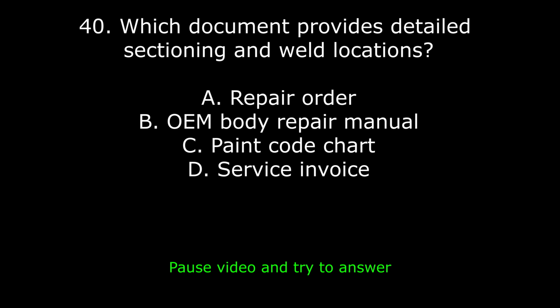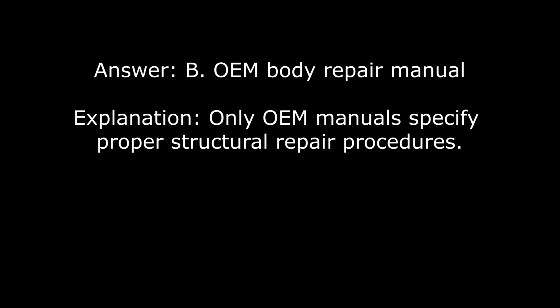40. Which document provides detailed sectioning and weld locations? A. Repair order. B. OEM body repair manual. C. Paint code chart. D. Service invoice. Answer: B. OEM body repair manual. Explanation: only OEM manuals specify proper structural repair procedures.